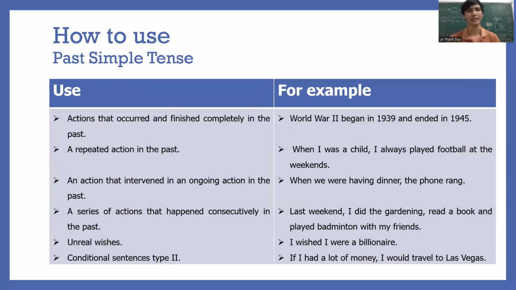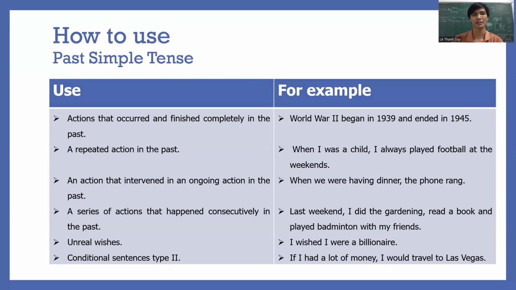Okay, next we will discuss how to use the past simple tense and past continuous tense correctly. Firstly, the past simple tense. Now, past simple tense is used to describe actions that occurred and finished completely in the past. For example, the Second World War began in 1939 and ended in 1945.